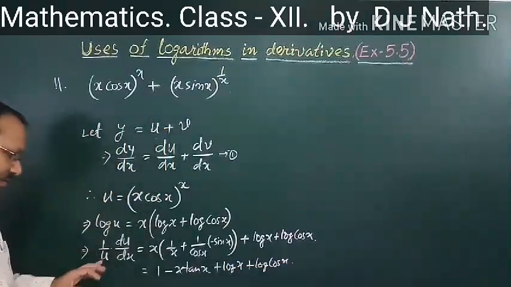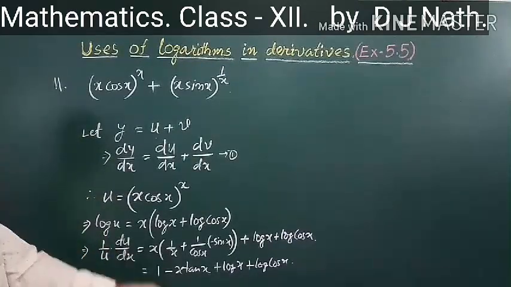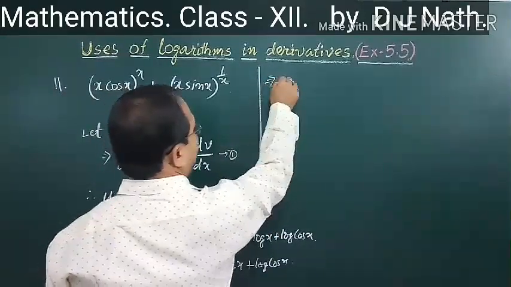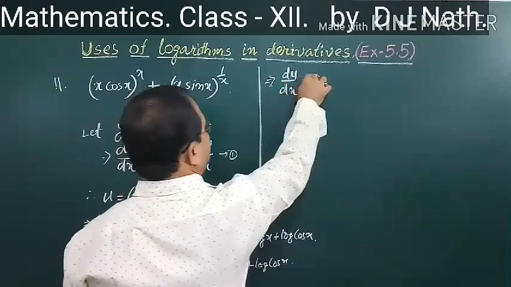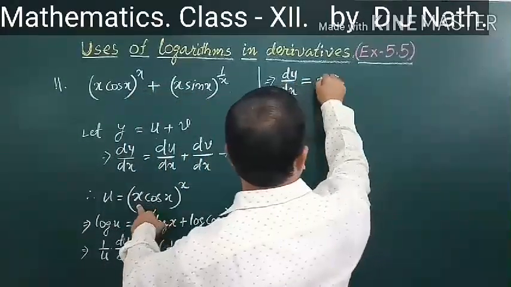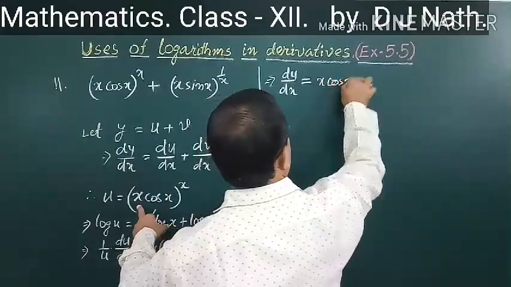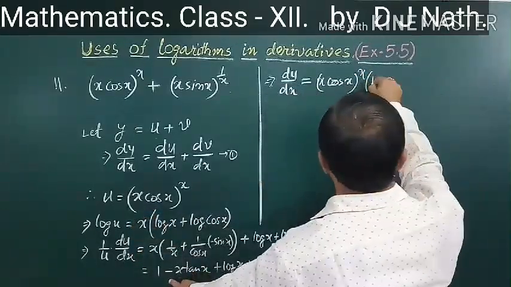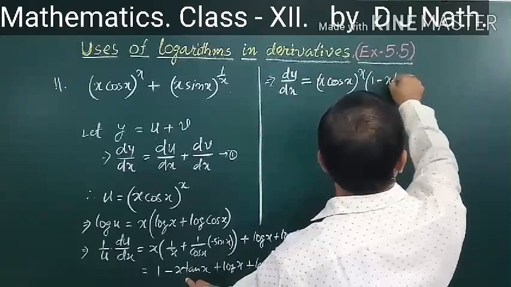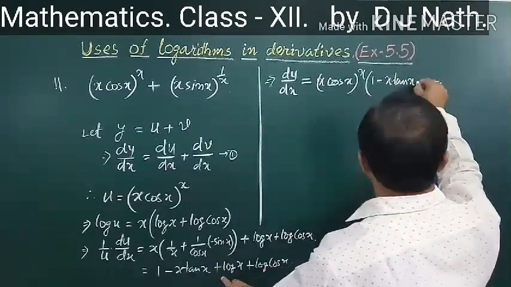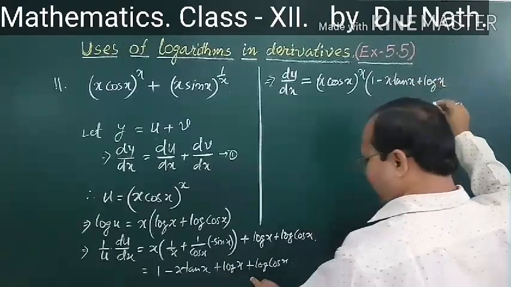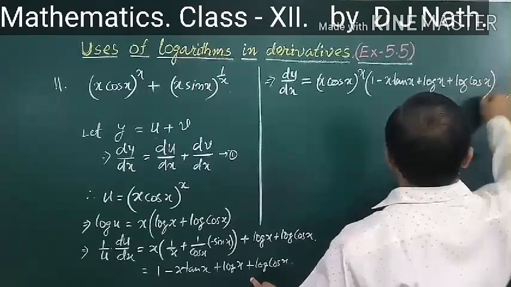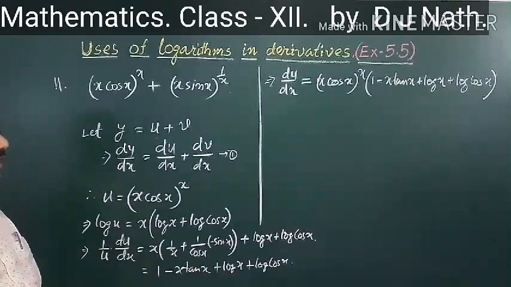So this is 1 by u into du dx. So what will be du dx? u into this one. Therefore du dx is equal to u, and u means x cos x to the power x into 1 minus x tan x plus log x plus log cos x. This is du dx. And then what is v?